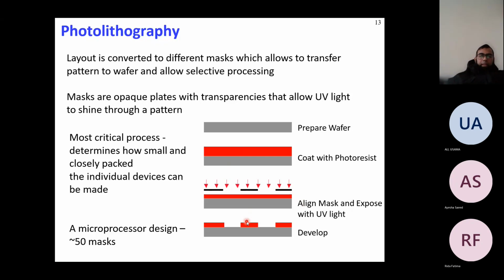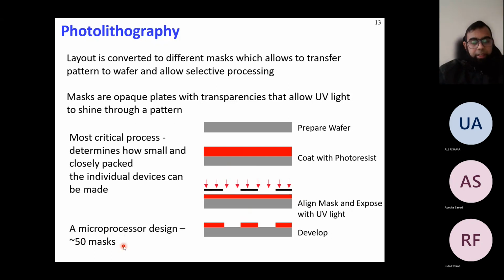There is also something called negative photoresist, where the exposed part becomes more hardened, and the other parts are easy to remove. So that's called negative photoresist. A typical microprocessor has around 50 masks. But this is very old data. Right now people are doing very complicated processes. You cannot imagine, maybe 100 masks also.